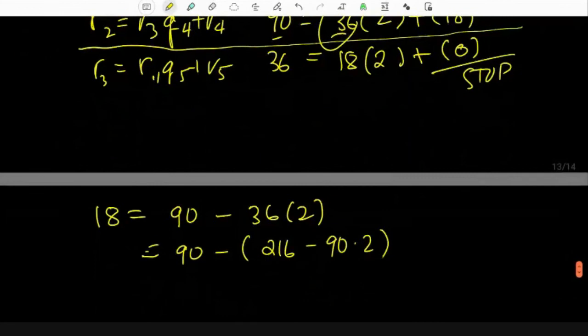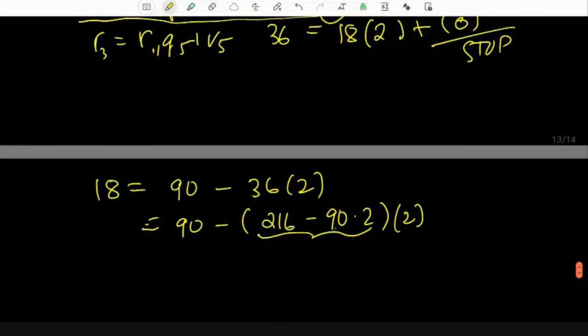Of course, this expression can be simplified by collecting the common factor of 90. Wait, I lost the times 2. Sorry, there is still a times 2 outside; that's only the 36. So you have 90, and you combine the common factors. This is 2 times 2, so negative 4 times negative 1, so plus 4 plus 1, so 5 times 90. Right? So that's negative 2 times 216 plus 5 times 90.